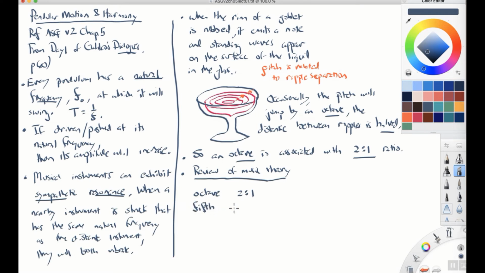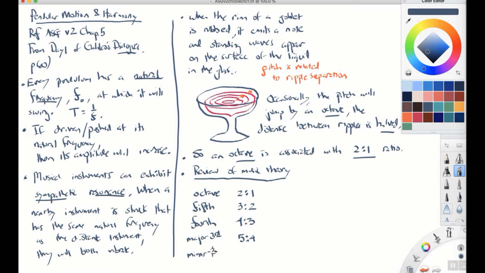By the way, Galileo is himself very interested in music theory. His father was a musician, and he spends a considerable amount of time thinking about the relationship between music and science and mathematics. So the fifth is associated with a 3:2 ratio. A fourth is associated with a 4:3 ratio. A major third, I'm not a musician, so if I get any of these wrong, please forgive me, is associated with a 5:4 ratio. I looked these up recently.